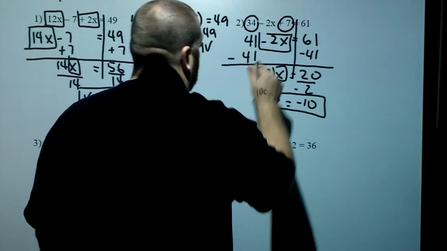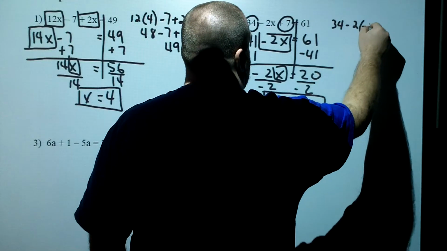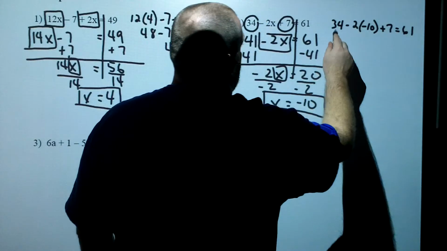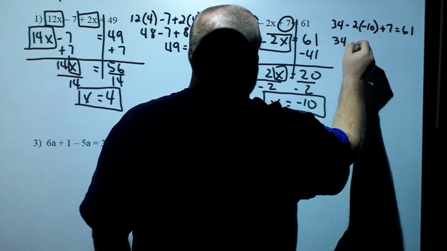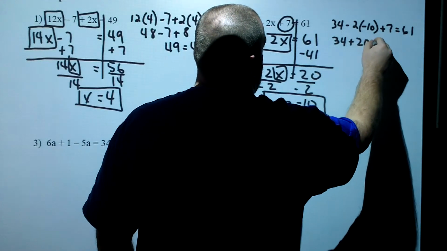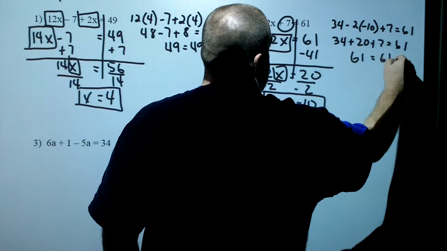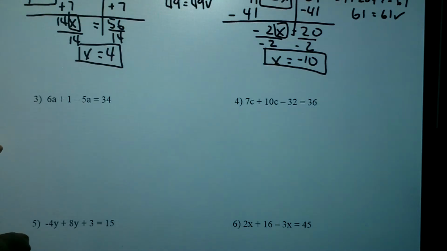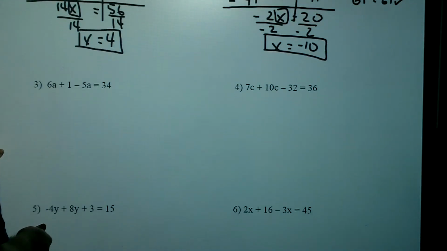Now again to check it, 34 minus 2 times negative 10. Careful of our signs, because that's where it's probably going to get a little tricky. 34. Now I have a negative 2 and a negative 10, which is plus 20. Plus 7 equals 61. 61 equals 61, so that works. It's the same process over and over again, except now there's just one extra step added in there. Okay? We'll do 2 more of these.